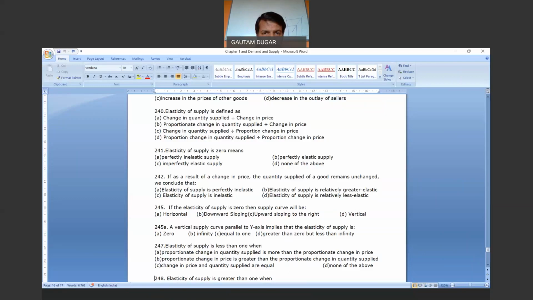So elasticity of supply is defined as option D, proportional change in quantity supplied divided by proportional change in price. 241, zero elasticity of supply means perfectly inelastic supply. That's the correct answer. Coming up, 241 was A, perfectly inelastic supply.